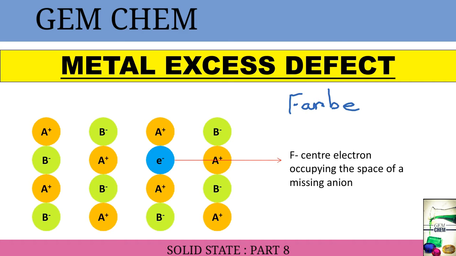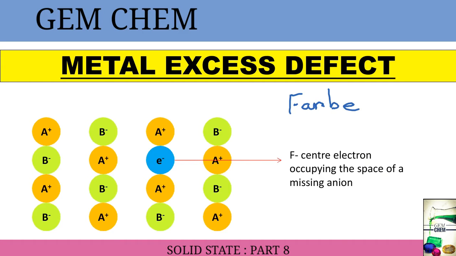Why are they called color centers? Because they impart color to the crystal. The trapped electron absorbs the radiation or the light and gets excited to a higher energy, thus imparting color to the crystal. Now, this is the F center occupying the space of the missing anion, and due to the F centers, KCl appears violet and NaCl appears to be pink. Otherwise KCl and NaCl should have been colorless, right?